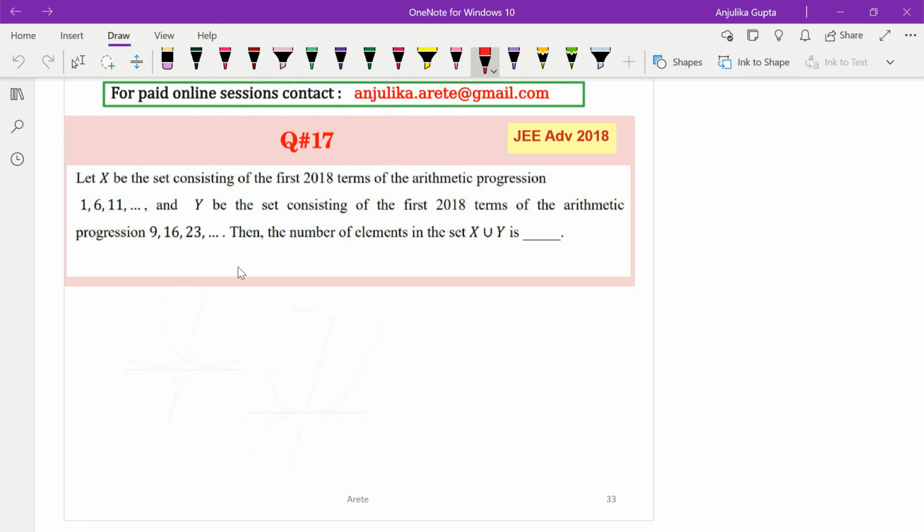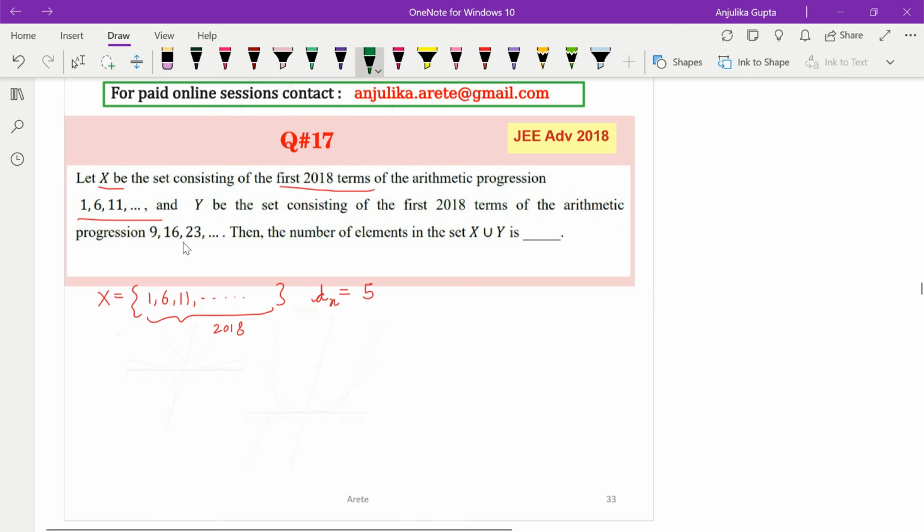We have a nice conceptual question here. Let's have it. Let X be a set. Okay, let's write it. X is a set which contains the first 2018 terms of the arithmetic progression. So this is the arithmetic progression and these terms are inside this set. You can clearly see there are 2018 terms they are giving you, and the common difference here, let's call it dx, is 5.